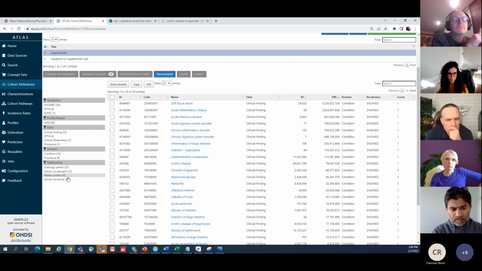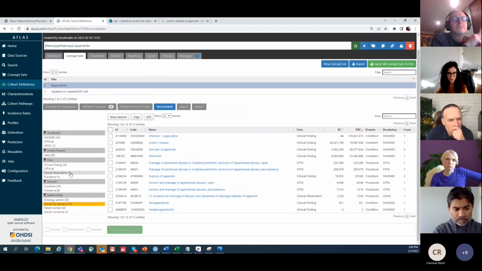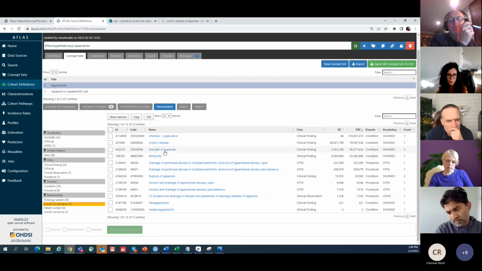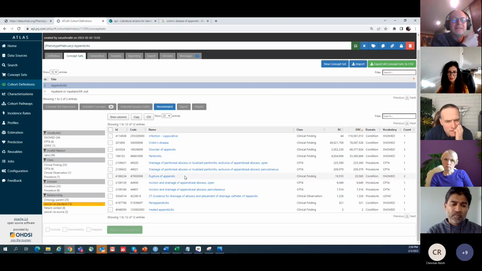These are close because of semantic and lexical relationships. Here I see it's recommending things like infection, Crohn's disease, disorder of appendix. So we can look at them and say, okay, did he miss anything that is close to his clinical description, but he missed just semantically? So I see here disorder of appendix. Okay, yeah, that might be. And then here is rupture of appendix. Yeah, and that is a good count, and that is something I could look at.